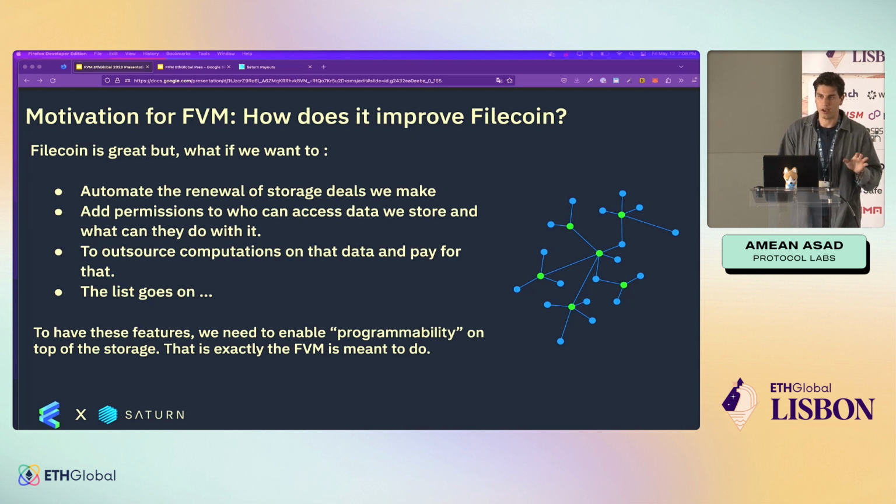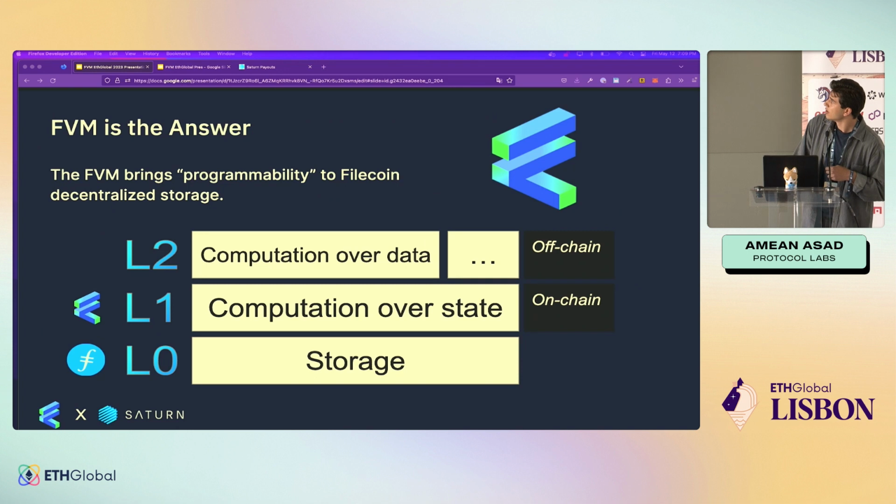And a good question you might have is: why not use the EVM, the Ethereum virtual machine? And the reason is that the EVM doesn't have access to Filecoin storage deals. Filecoin storage deals and that aspect of storage are unique and native to the Filecoin network. So that's why you need the FVM, and you cannot just use the EVM. So yeah, the FVM is the answer. The FVM brings programmability to Filecoin decentralized storage.